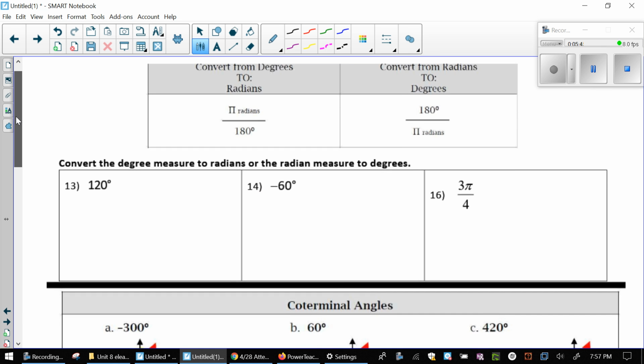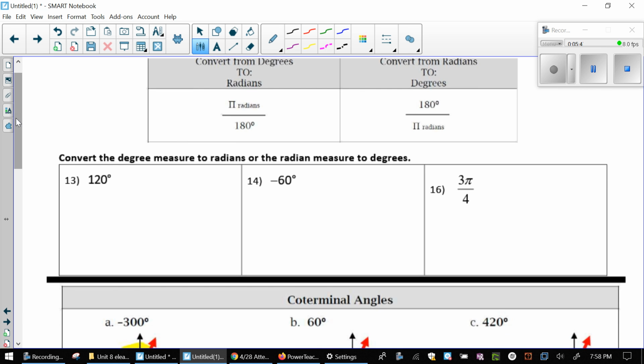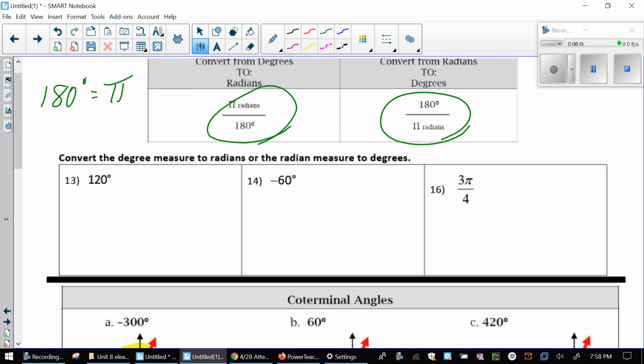I know it's been a little while, so I got a little chart up here for you guys. Remember, these are conversion factors. Okay, 180 equals pi. That's what you need to remember. Now, remember, whatever we want goes on the top. So I want radians, it goes on the top. I want degrees, it goes on the top.